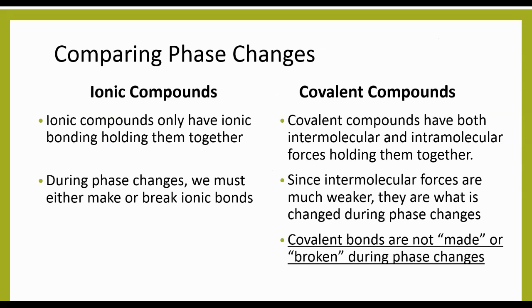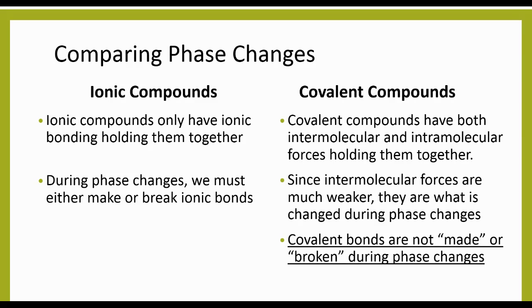Okay, so one thing I want to point out is the difference between ionic and covalent compounds when it comes to phase changes. Remember, ionic compounds are held together by ionic bonding. There are no intermolecular forces because they don't have molecules. Remember, they're crystalline solids, a three-dimensional crystal lattice. So during phase changes for ionic compounds, we need to either make or break ionic bonds. And since ionic bonds are so strong, that's why ionic compounds often have high melting and boiling points.